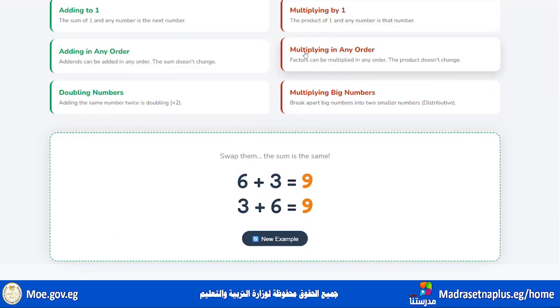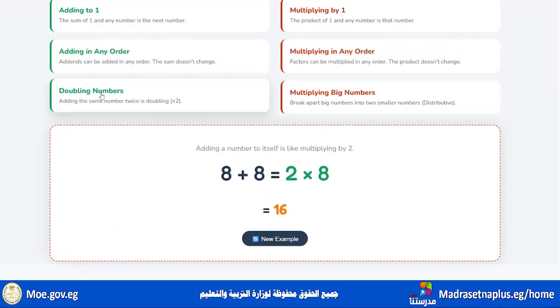What about multiplying in any order? Order doesn't matter in multiplication. 2 times 9, 9 times 2. 6 times 5, 5 times 6. Okay? This is a fact in adding and multiplication.